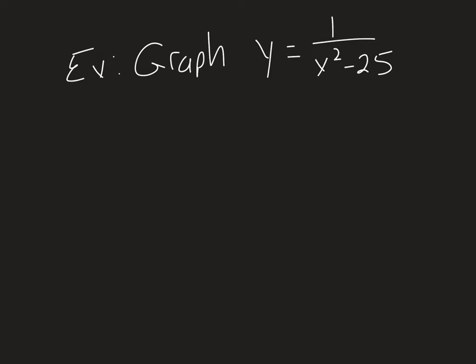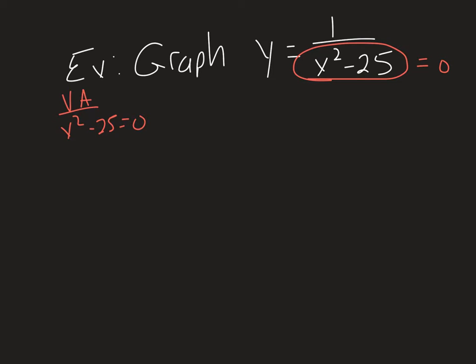So let's talk about hypothetically how we would graph y equals 1 over x squared minus 25. As we talked about in the last video, there's a couple components here that we have to address. We have to address vertical asymptotes and any horizontal asymptotes. Remember that if we're looking at vertical asymptotes, we're looking at when the denominator is equal to 0. So I'm going to set x squared minus 25 equal to 0.